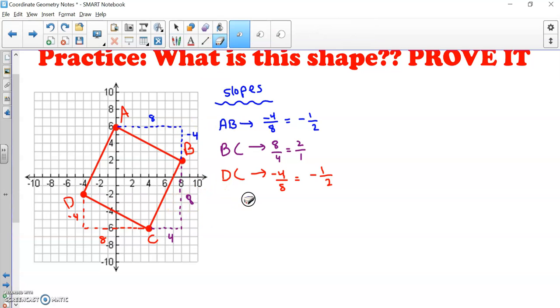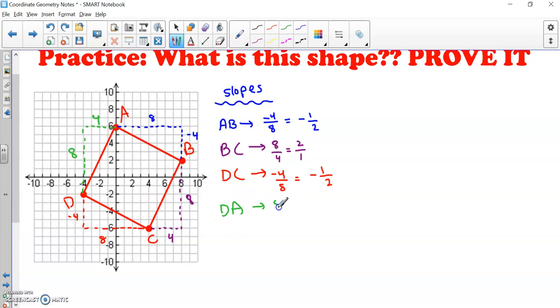Finally, we have side DA. And another color. Okay, so the rise here is 1, 2, 3, 4, 5, 6, 7, 8, and then to the right 4, so we got positive 8, positive 4. Slope here for DA is 8 over 4. Again, not simplified, so this turns into 2 over 1.